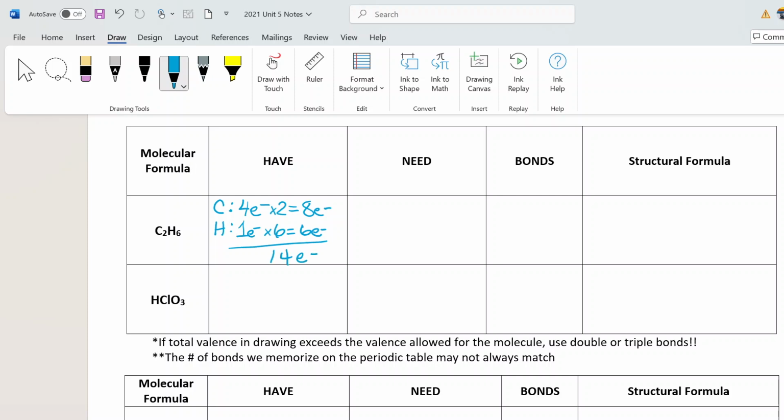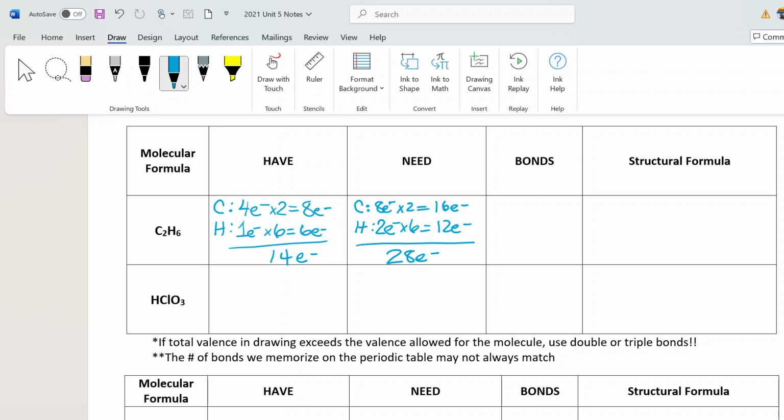Well, carbon, like most of the elements, needs 8 electrons. I have 2 of them, so that is 16 electrons. And hydrogen is one of our special cases. It needs 2 electrons because it wants to be like helium. So 2 electrons times 6 atoms gives me 12 electrons. Adding that up, I get 28 electrons.